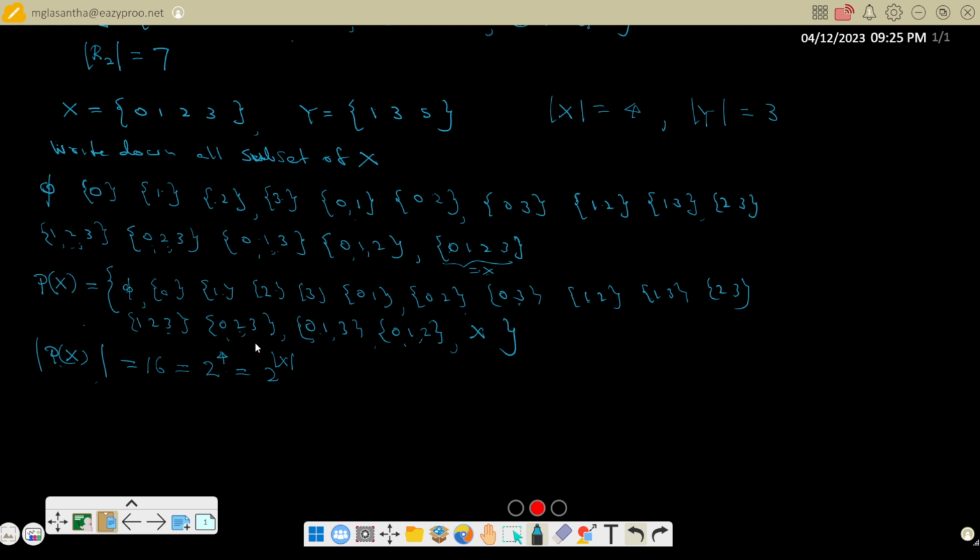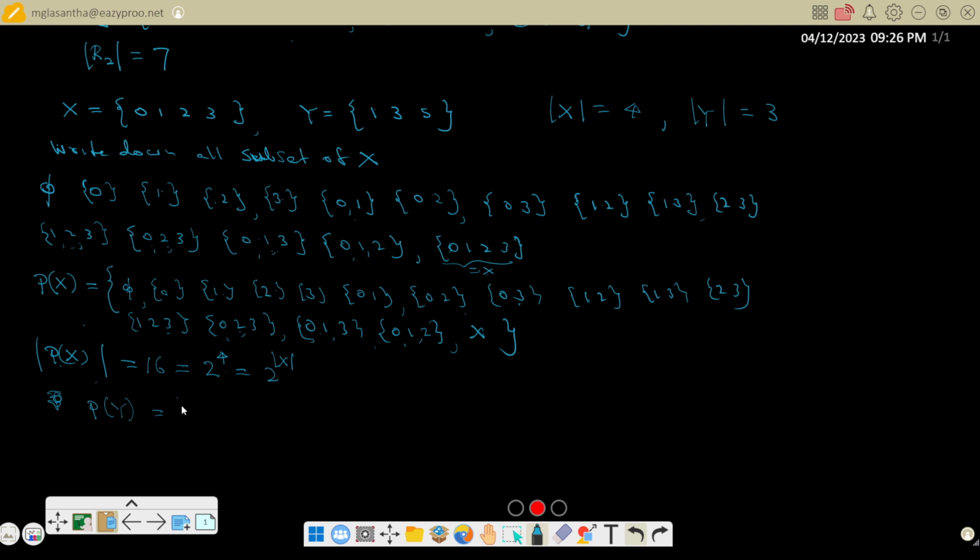Are we finding cardinality or Cartesian product here? We didn't take the Cartesian product for now, right? We just take the power set, the power set of X. Likewise, can you write the power set of Y? What is the power set of Y?